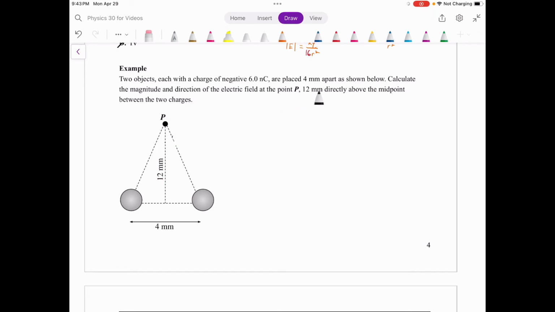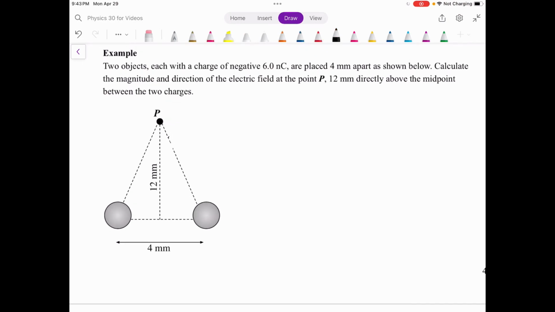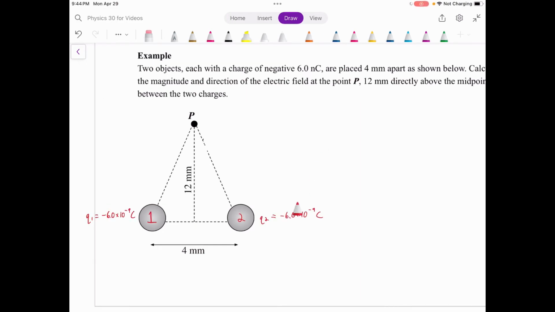And the point P is 12 millimeters directly above the midpoint between the 2 charges. All right, so this is kind of nice actually because they have the same charge magnitude, right? They're both having charges of -6 nanocoulombs. And this point is at the midpoint above them. So the nice thing about this is that they're both negative, and they're both the same distance because of this midpoint fact, right?